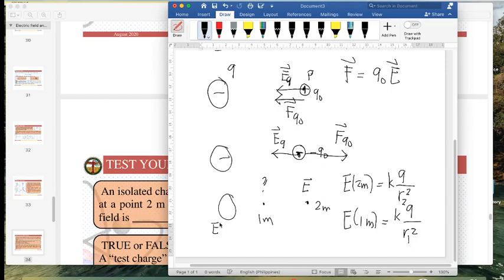So we have E of 2 meters divided by E of 1 meter. We have to cancel out kQ kasi matangtang naman siya tanan, okay? So you have 1 over R2 squared divided by 1 over R1 squared. Your R2 is 2 meters, so parang 1/4. And your R1 is 1 meter, so 1 over 1 squared is 1. So 1/4 divided by 1 is 1/4.